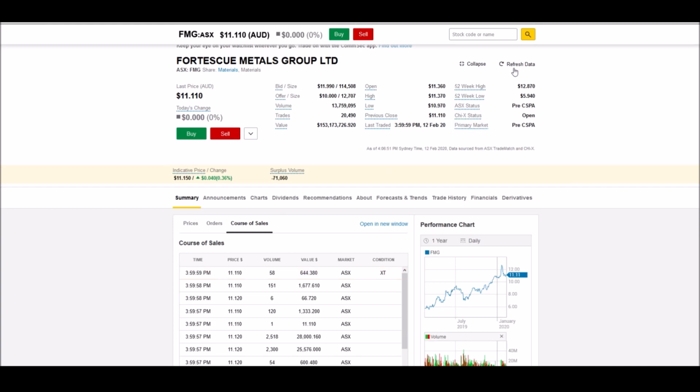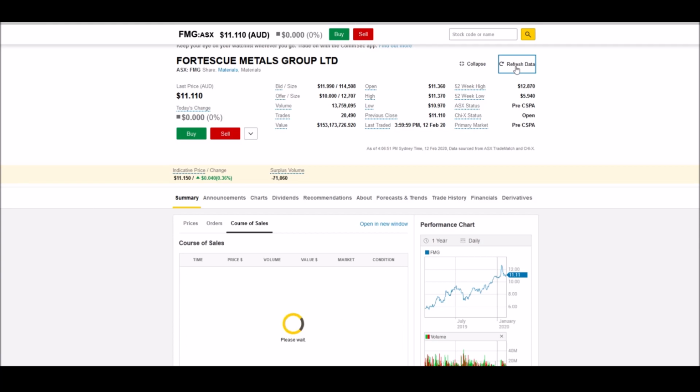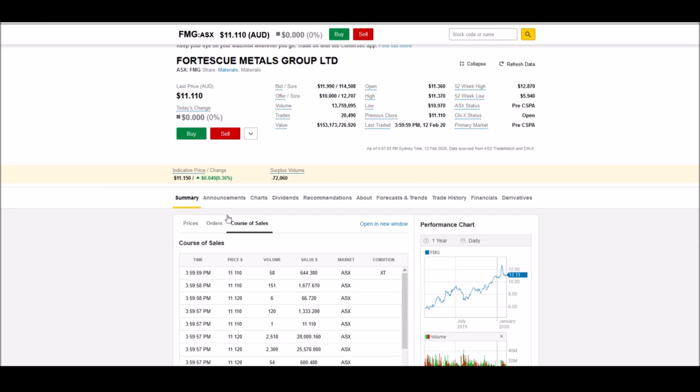And we'll see at 4:10 p.m. the course of sales will have all the trades go through at whatever the final price is, and we'll see the time here end up being 4:10 p.m.